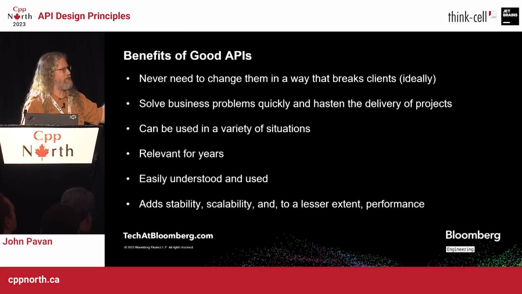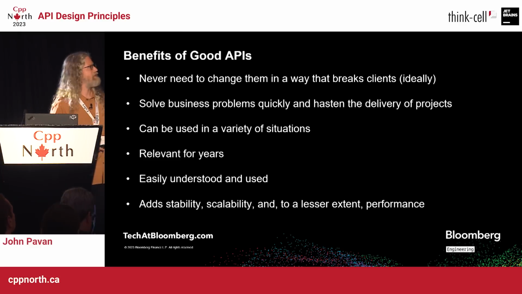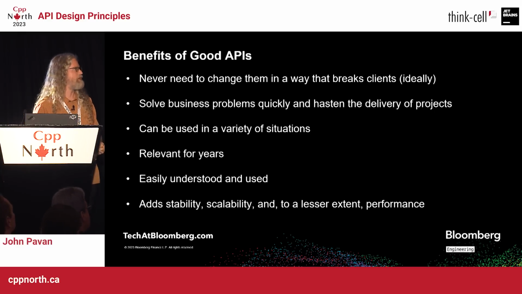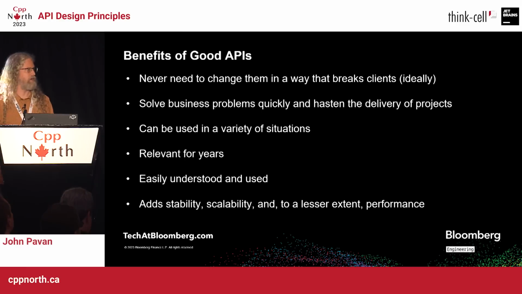So we end up with a set of characteristics. A good API generally doesn't need to change in ways that end up breaking clients, that is, the people that are using the API. They very often solve business problems quickly and efficiently, and therefore make things easier to deliver.